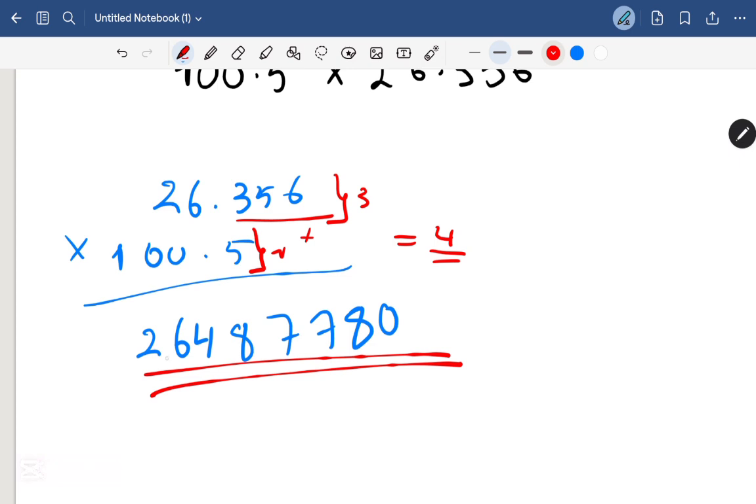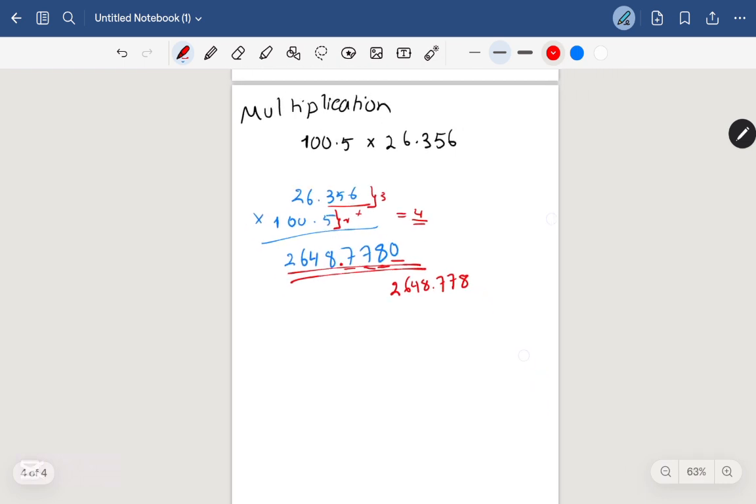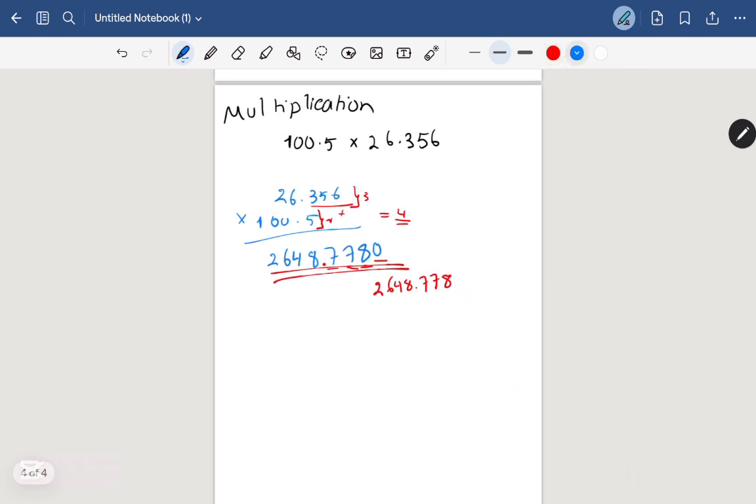Okay, so you're going to count 1. Actually, no, it works from this side. You're going to count 1, 2, 3, and 4. And then you are going to put it over here. So your answer is going to be 2648.778. However, for division, let me take an easier number for the division.